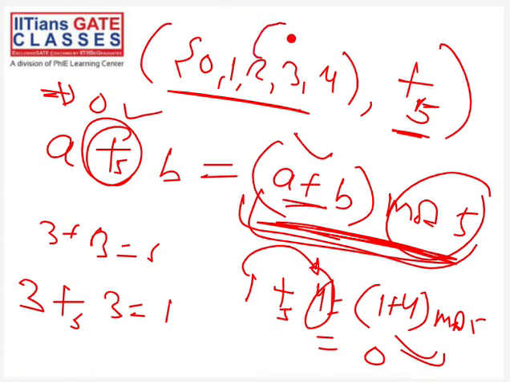The inverse of 2 will be 3. The inverse of 3 will be 2. The inverse of 0 will be 0. So you can see inverse also exists. Are you getting my point? Has everyone got this operation, this plus modulo 5? Anyone has any doubt? Plus modulo 5, this is a new operation we have defined.